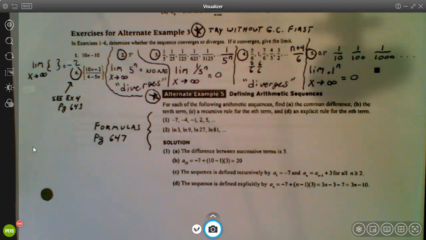So we're saying the limit of our function as x approaches infinity is -2. In other words, this is a convergent sequence, and it is converging on -2. All right, let's jump down into these guys.